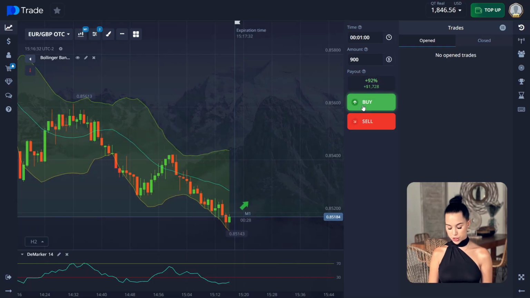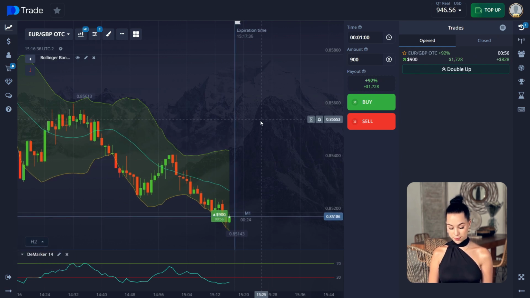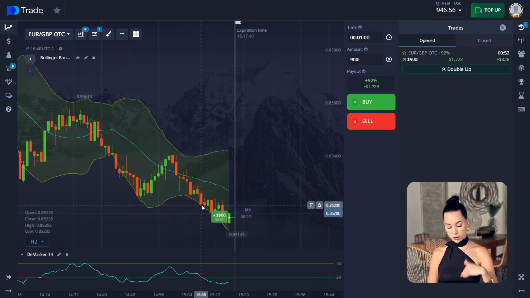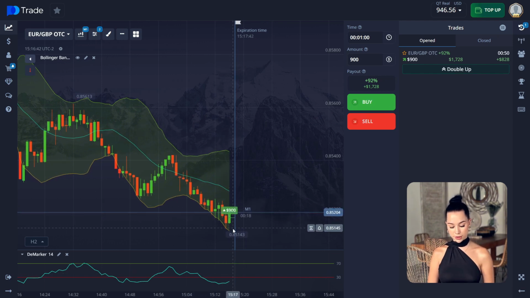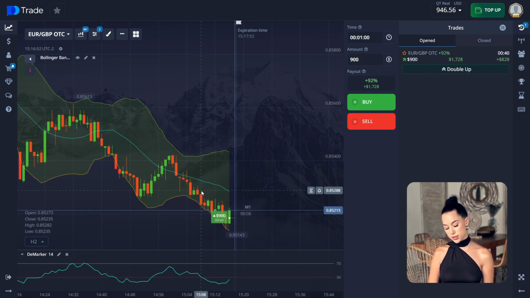Okay, here's a pretty good situation, and we open here a buy trade for 1 minute for $900. So what we can see here is the line of the DeMarker is in the oversold zone, but it starts moving in the upward direction. Also, we can see that our candles are just going along the lower line of the Bollinger Bands, and it didn't cross it. So it's a pretty good sign that the support level is already achieved, and now there's going to be a reversal soon. So that's why we have this trade here.